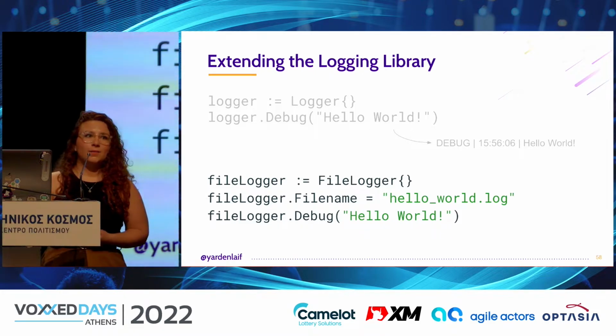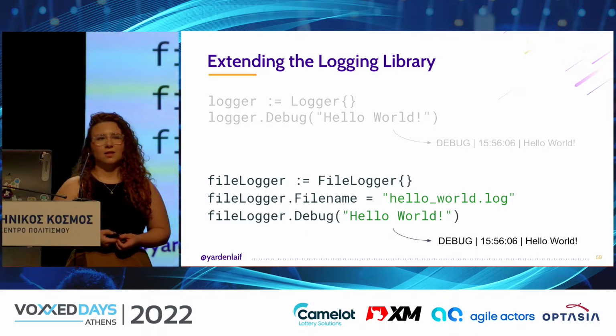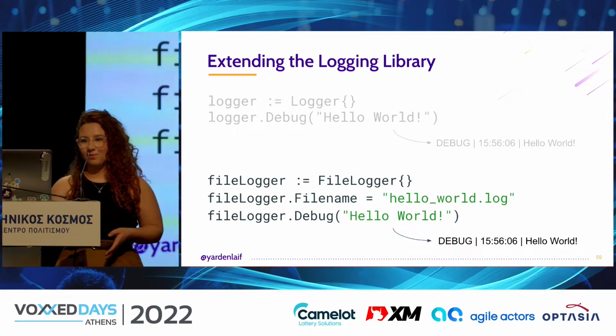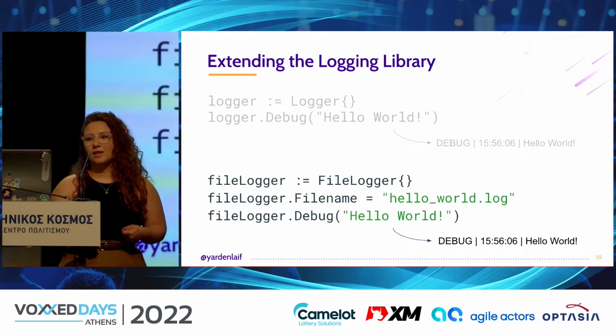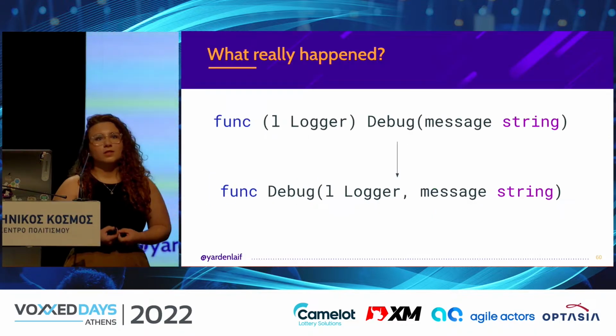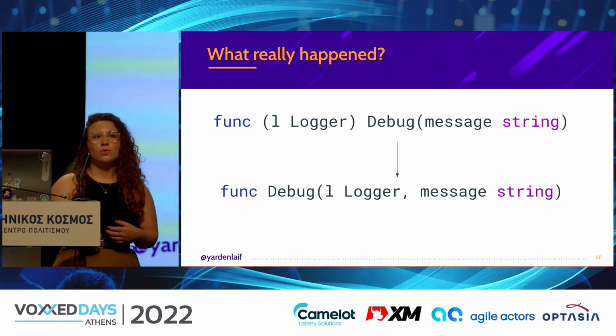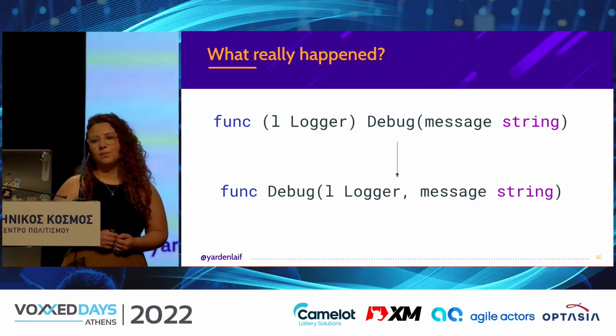Now what we expect to happen is for it to log to a file. But what really happens is that it logs to stdout. So this is a bug. This is a problem. Let's try to understand what happened here. Well, in order to understand what happened here, we have to know a little bit more than just the Go syntax. We have to know how Go works a little bit behind the scenes.